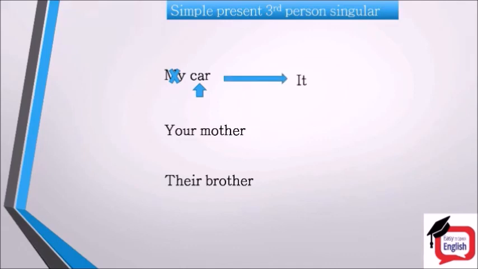The same here, your mother. We don't focus on your and we focus on mother. So I will use she. Their brother. In this one, I will not focus on their and focus on brother. So here I will use he. In this way, you can find out which is the right pronoun and whether to put s, es, or ies in the verb.